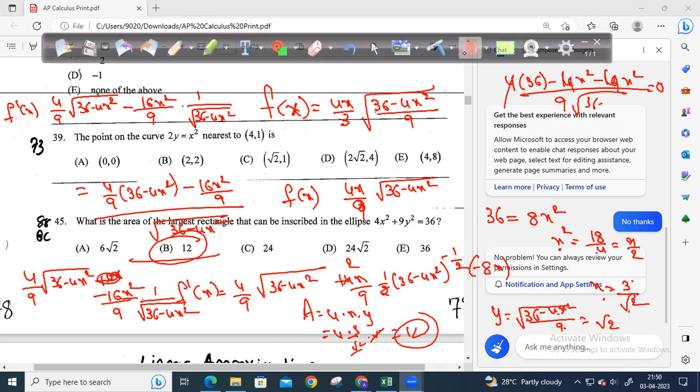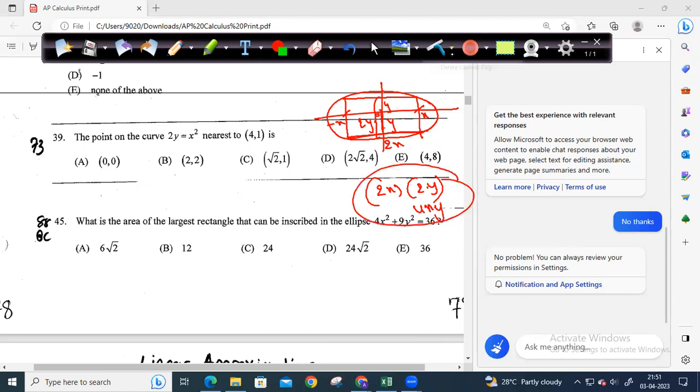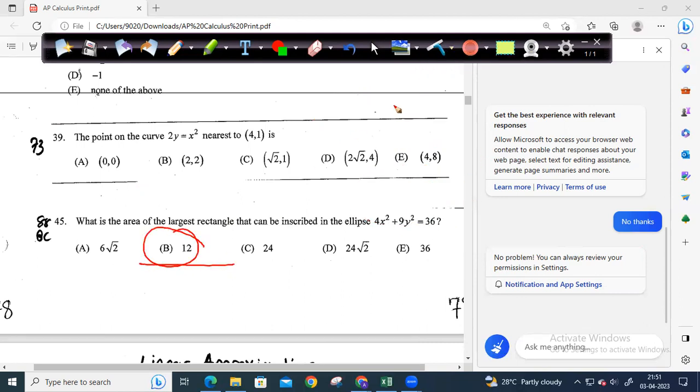So how I took the area: I'm inscribing a rectangle in the ellipse. This is my rectangle, this is my ellipse. So this is x, this is minus x, this is 0. So the length is 2x. If this is y and this is minus y, this length is 2y. So length is 2x, width is 2y. So 2x into 2y, area is 4xy. That is how I got it. So the answer should be 12 for this question.